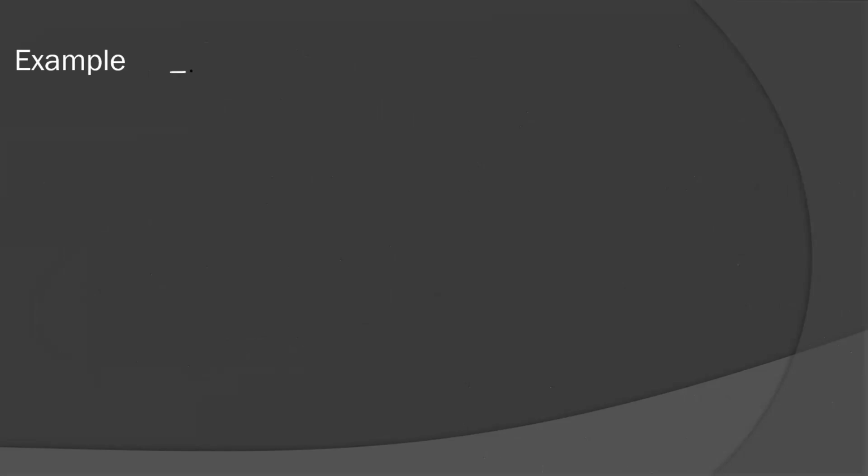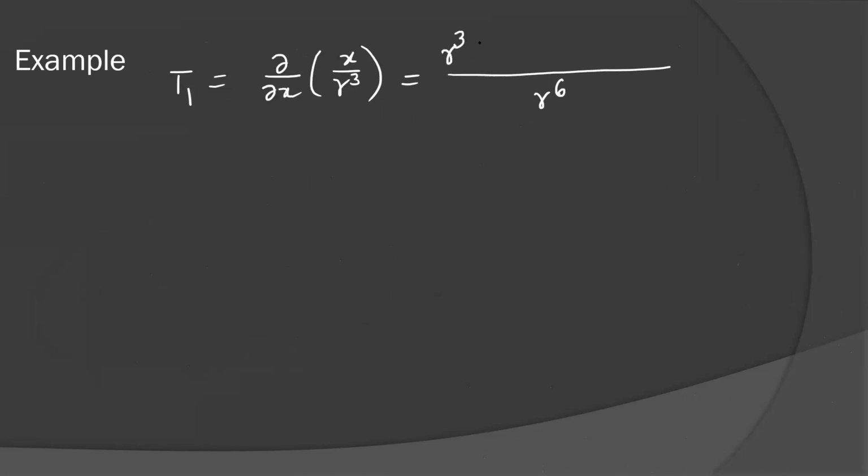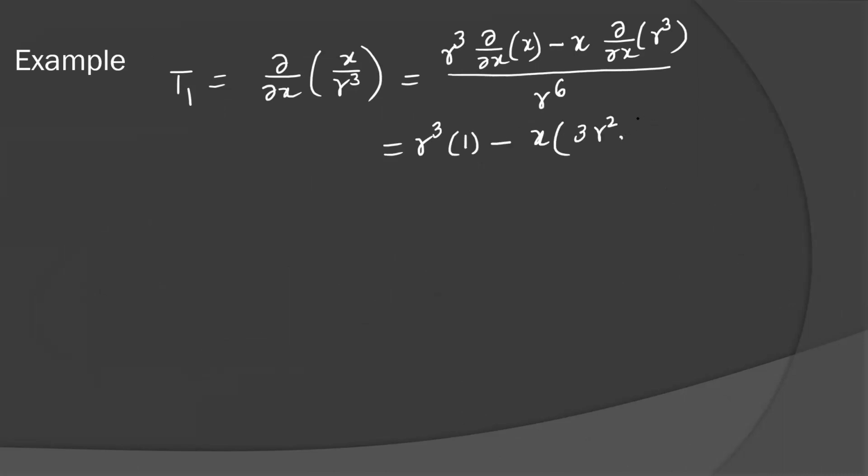What is your term 1? Term 1 is del by del x of x over R cube. We cannot take R cube outside from the differentiation symbol because R is a function of x, y, z. So use the quotient differentiation rule: square of denominator is outside, derivative of numerator here, minus numerator is outside, derivative of denominator. So derivative of x will be 1 only, minus x, R cube derivative will be 3R square, and again derivative of R will be del R by del x, over R to the power 6.